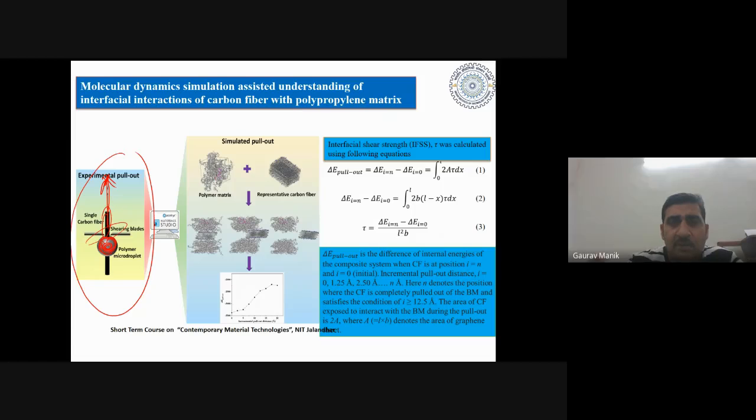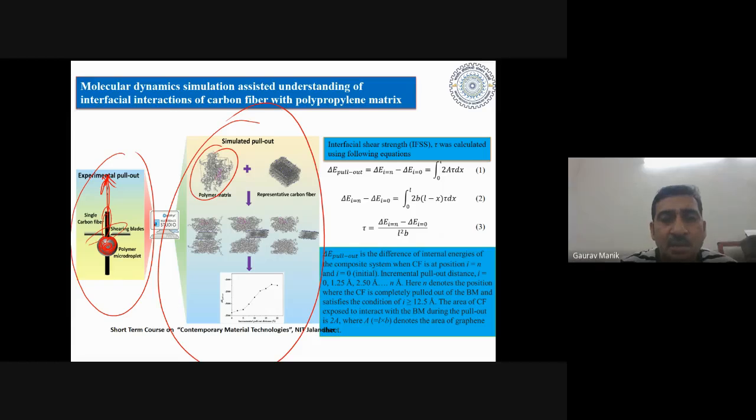Now, this is exactly what we have tried in some of our simulations, and several other researchers are also doing this, wherein first they make the polymer matrix. You simulate this polymer matrix, and then you make a representative carbon fiber. As such, carbon fiber can be assumed as a cluster of several graphene sheets. So what we have done is we have made a lot of these graphene sheets together. And then we place this polymer matrix on one side of it and a similar polymer matrix on another side of it, and we try to pull this off.